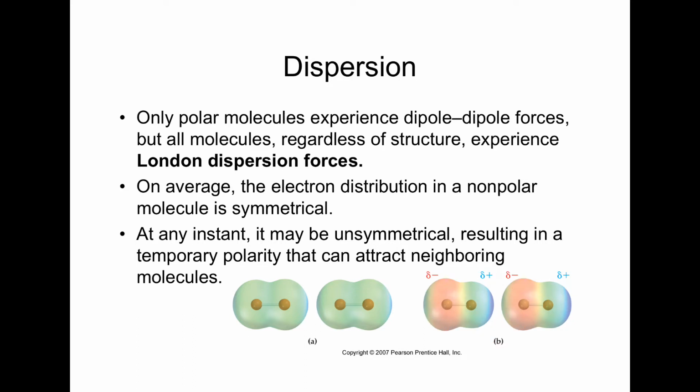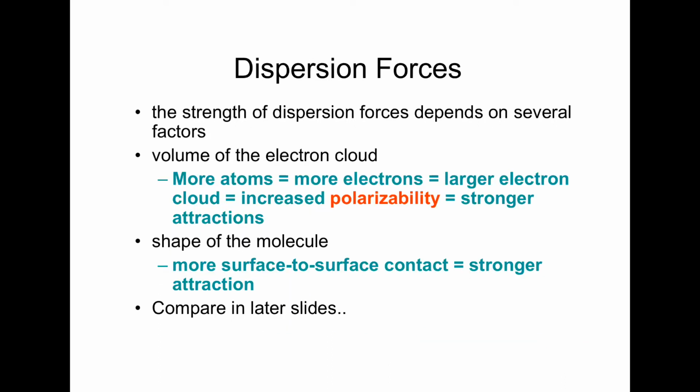Now, the word that describes how much of a mismatch there is, how many more electrons there are on one side versus the other, is called polarizability. How polarizable is the molecule? Can you really get a lot of electrons on one side and not many on the other? If you can, it's a very polarizable molecule. And that polarizability is what influences the strengths of the dispersion forces.